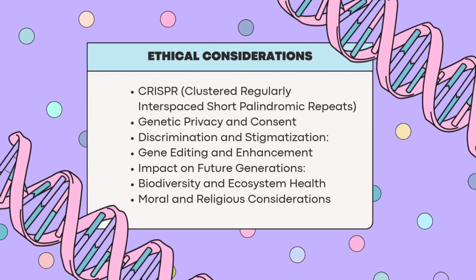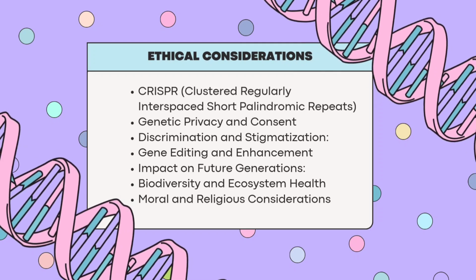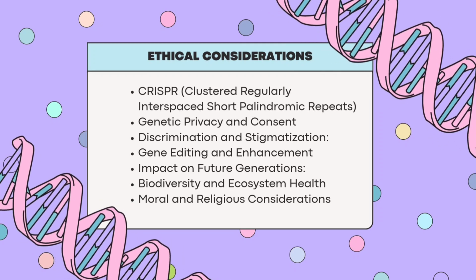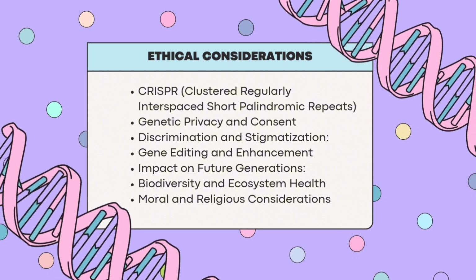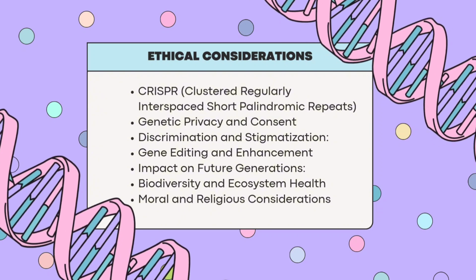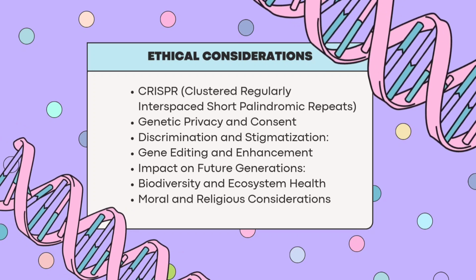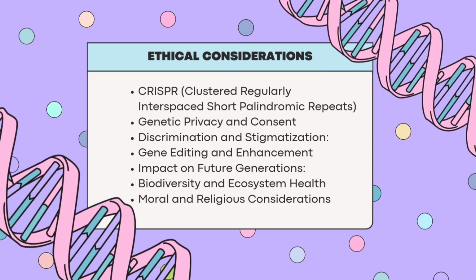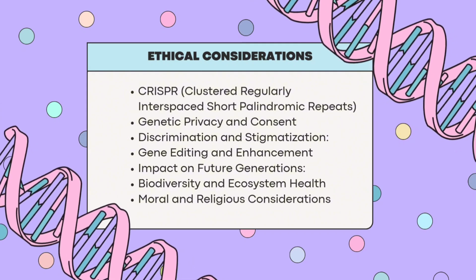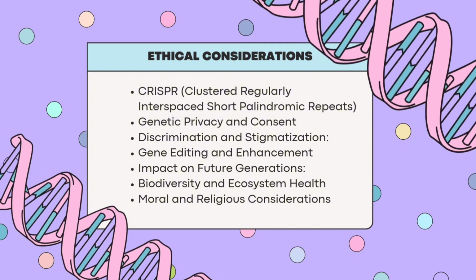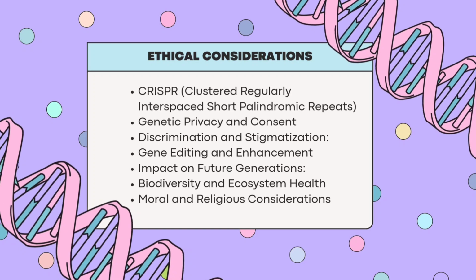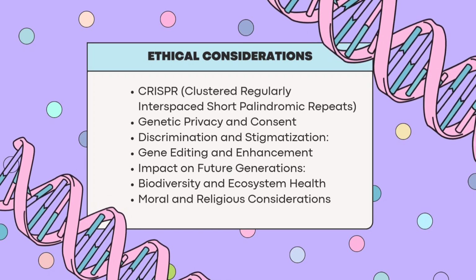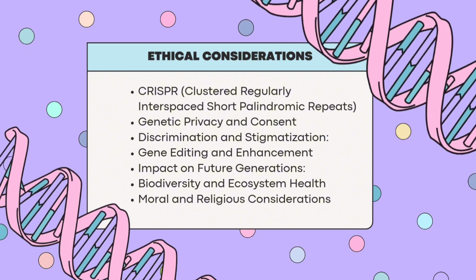First, we have CRISPR, which stands for Clustered Regularly Interspaced Short Palindromic Repeats. It refers to a natural system used by bacteria to defend against viruses, which scientists have adapted for gene editing. CRISPR is a groundbreaking gene editing technology that allows precise modifications to DNA. It uses a guide RNA to target specific genetic sequences, enabling scientists to add, delete, or alter genes effectively.